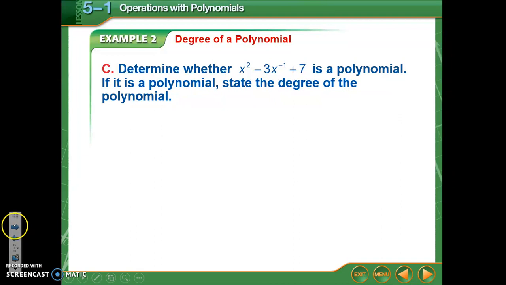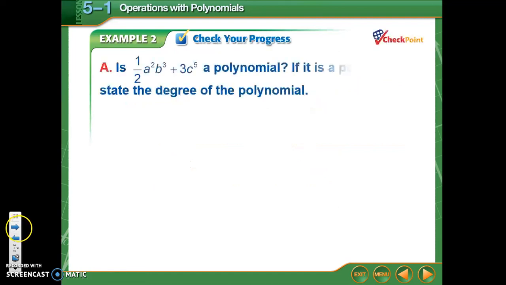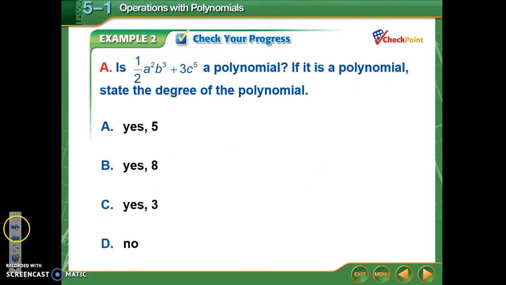Okay, what about this one? Well, if I look here, I have a variable with a negative exponent. So that would be the same as saying 3 over x, and a polynomial cannot have variables in the denominator. So this is not a polynomial. All right, you guys try. What about this one? Okay, this one is a polynomial and its degree is 5.